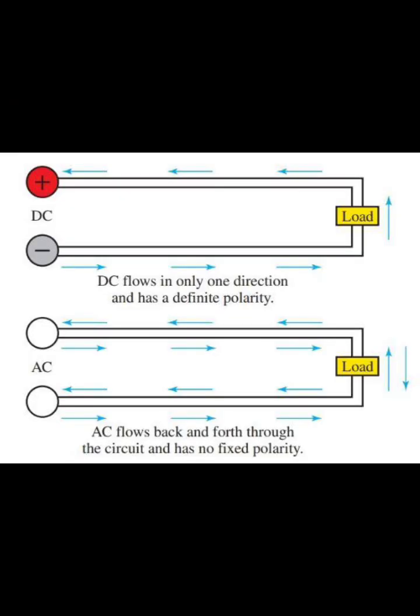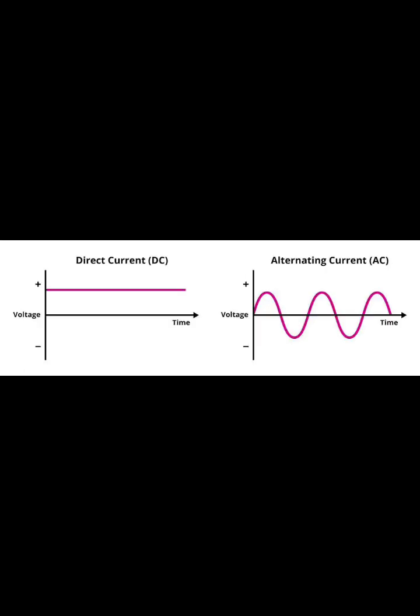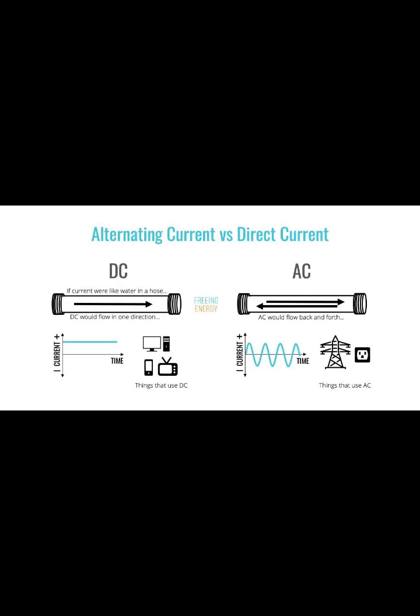So, the main difference is actually very simple. AC changes direction constantly, while DC flows in one straight direction. If you imagine electricity as movement, AC is like going back and forth, while DC is like moving straight from point A to point B.